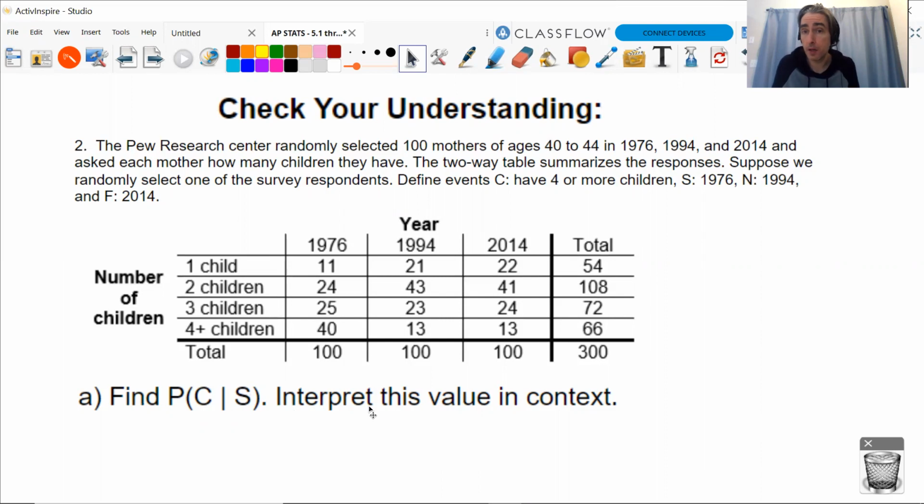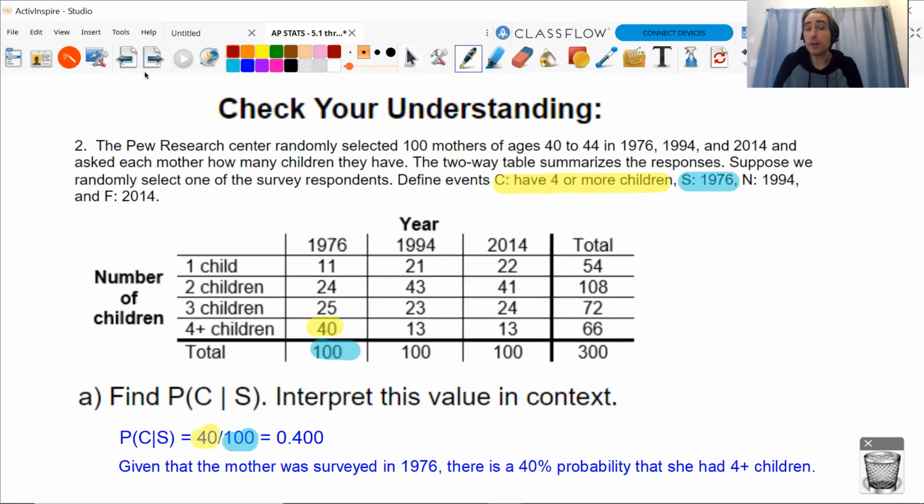C given S is talking about the probability of having 4 or more children given 1976. So we're only talking about those. So what does that mean? Well, we're only talking about the 100 people from the 1976 poll. And out of those, 40 had 4 or more children. So 40 out of 100 is 0.4. So the interpretation being, given that the mother was surveyed in 1976, there is a 40% probability that she had 4+ children.